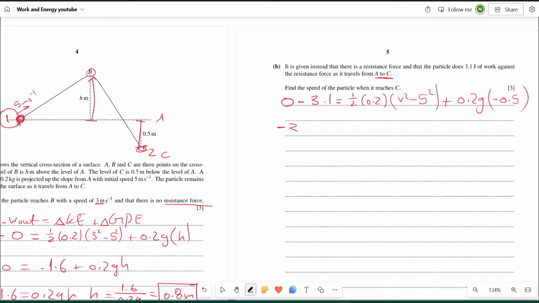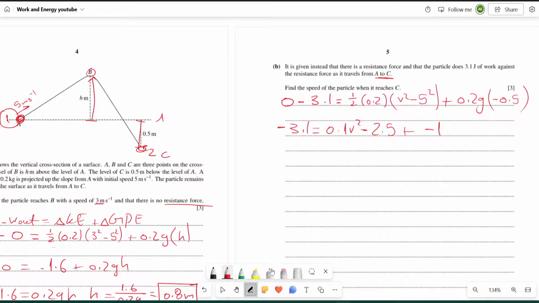So negative 3.1 is going to equal half times 0.1, 0.2 is basically 0.1. Applying it inside, that's 0.1 v squared minus 5 squared times 0.1 is 2.5, plus 0.2 times 10 times negative 0.5 is basically negative 1. So negative 2.5 minus 1, that is negative 3.5.